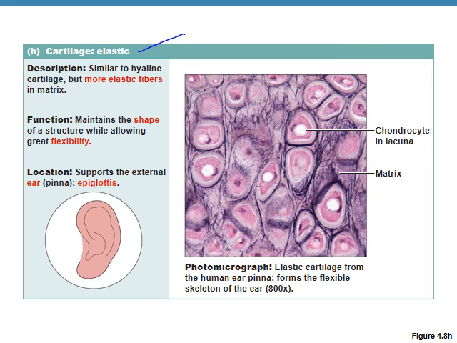The next type of cartilage is elastic, and you can see now we have many more elastic fibers. There's still collagen in there, but now you can see more elastic, and this gives shape and flexibility. The best example is your ear. So you're able to fold down the top portion of your ear and let go, and it'll flap back to its original location.